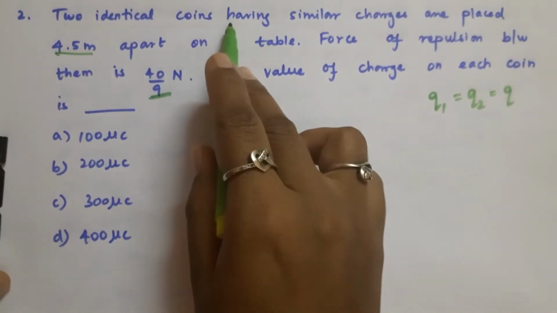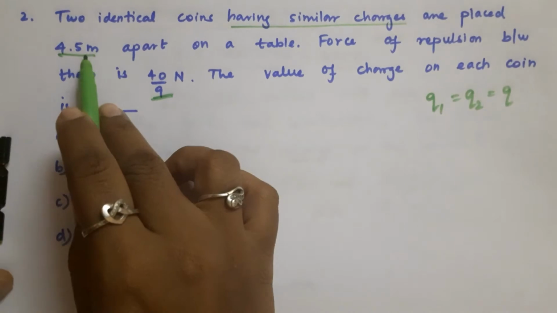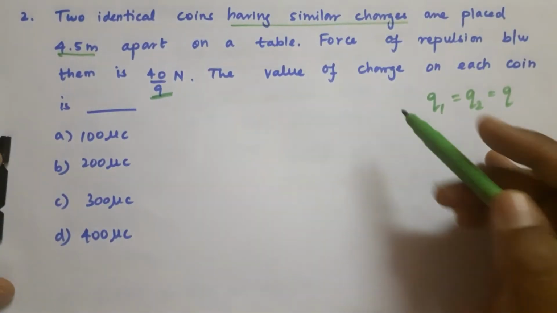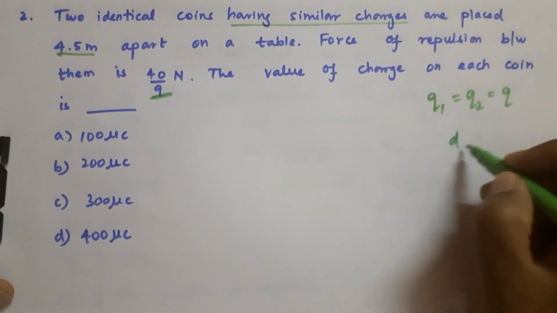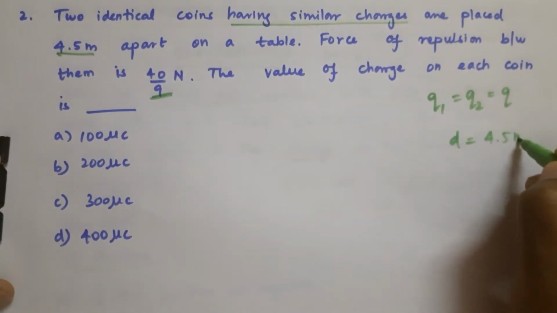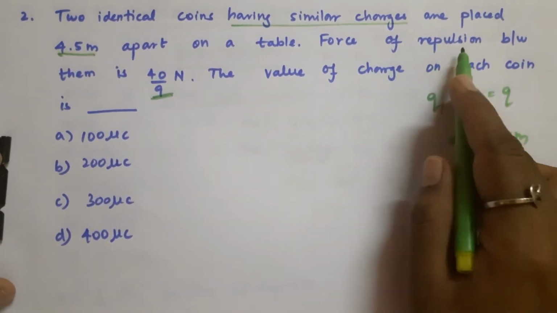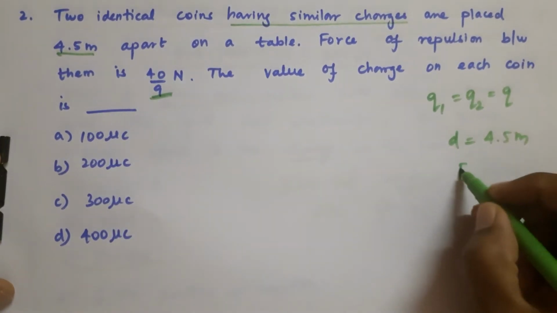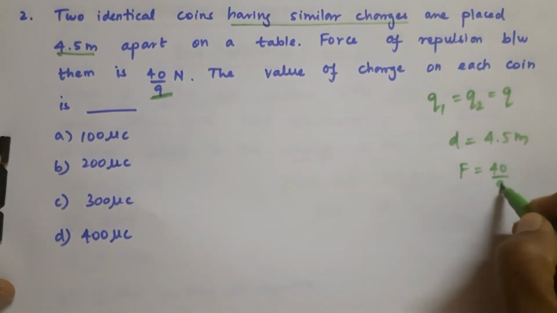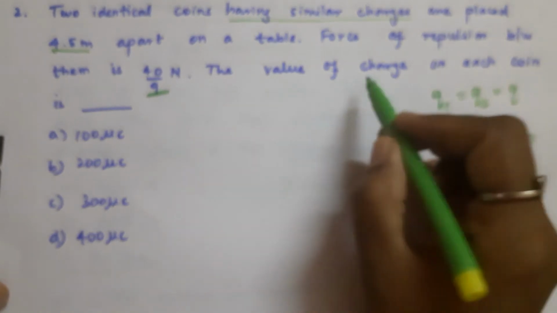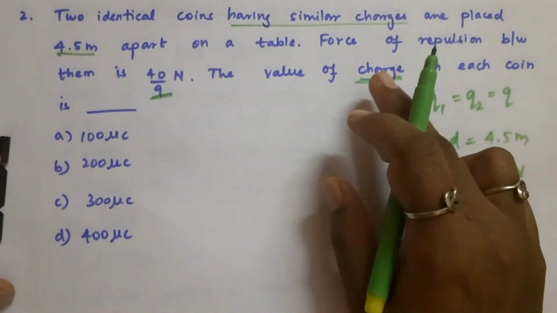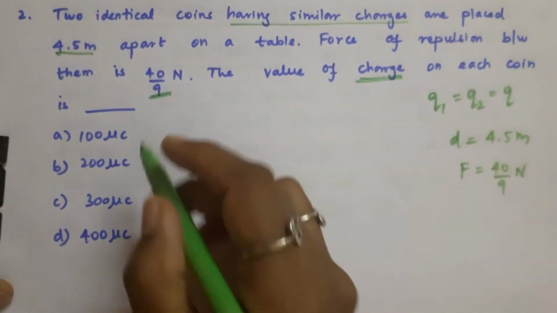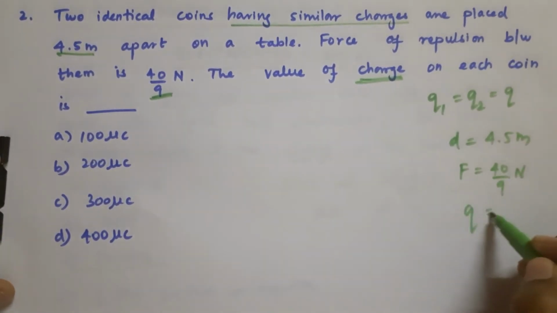Because they have similar charges and are placed 4.5 meter apart. What is that 4.5 meter? 4.5 meter is D, distance. What is the force of repulsion between them? That is F equals 40 by 9 Newton. So they are asking to find what is the charge on each coin. So we are going to find out what is Q from this.